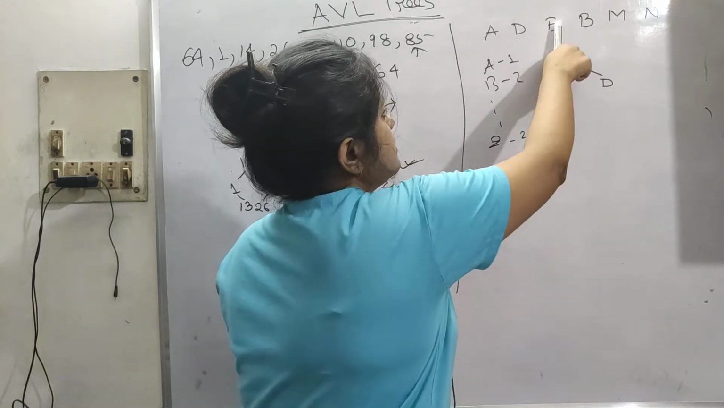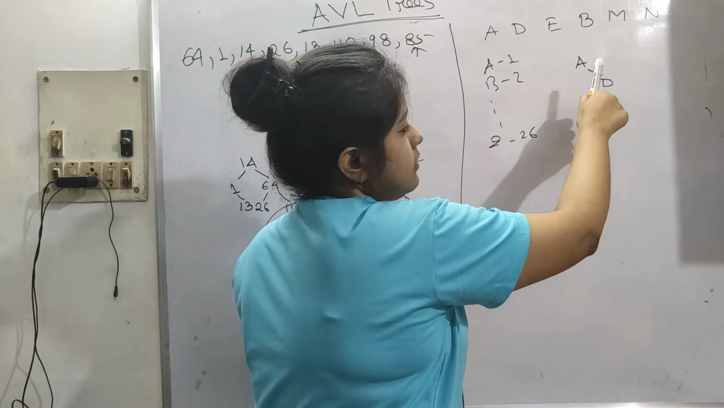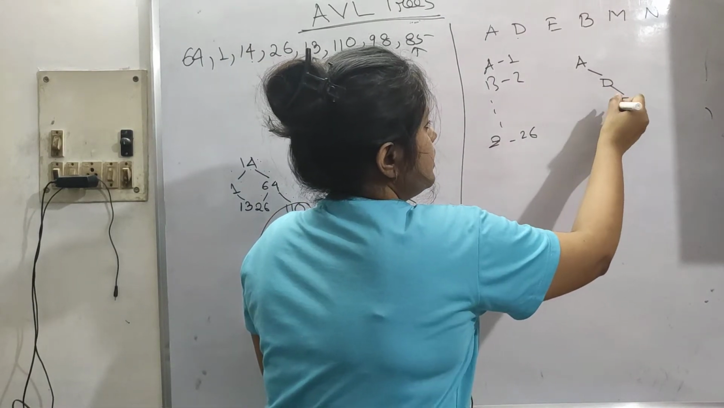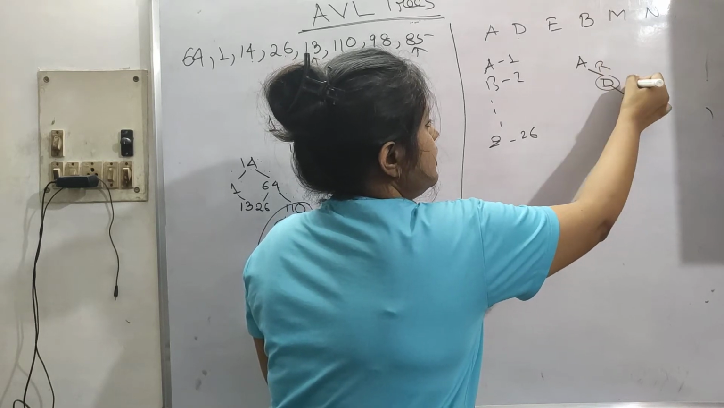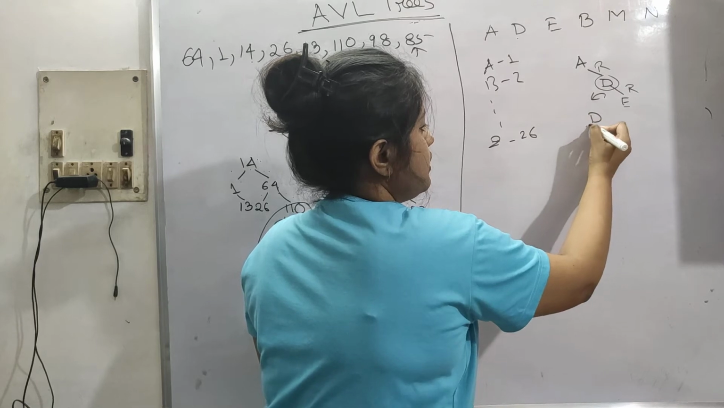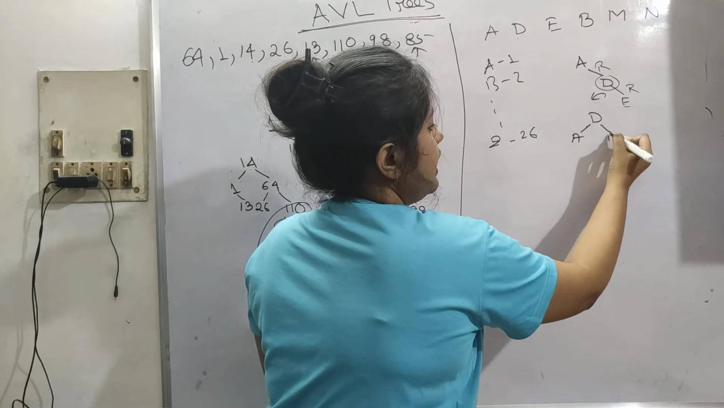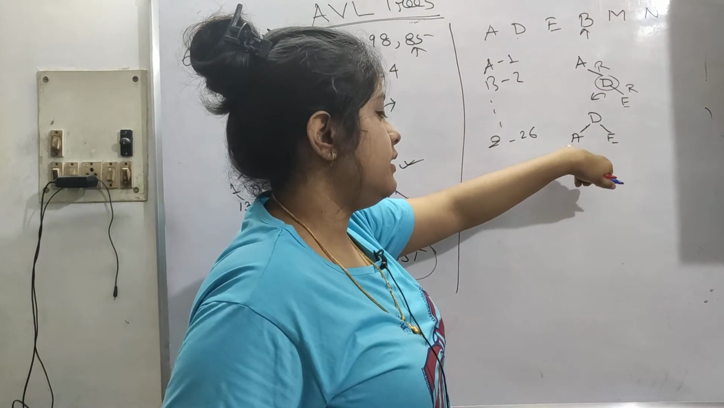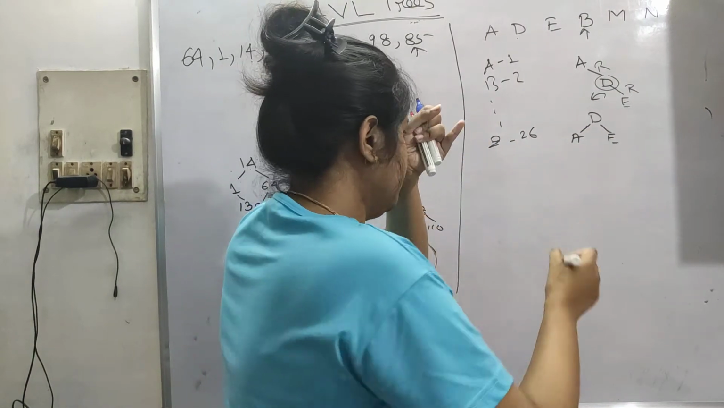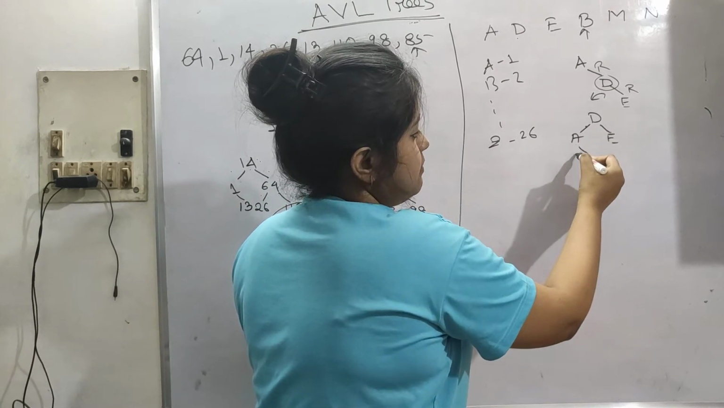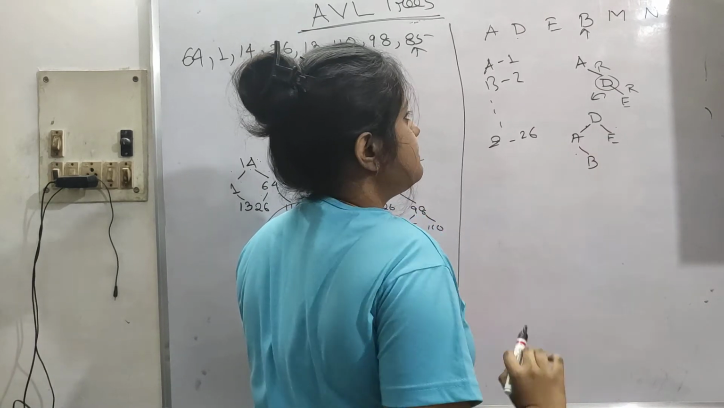So now E: A, B, C, D, E. So E is greater than D. So see, this is basically our right dependency. So we move like this, rotate A and E. Now B is less than D but it is greater than A. So B is put here. Let's see, here it has plus minus 2, plus 1, so it is balanced.